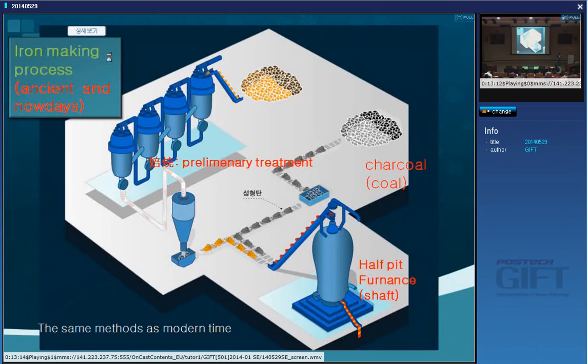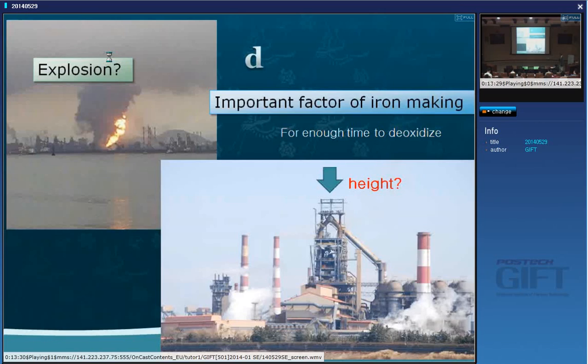From ancient times, they did a preliminary treatment, and nowadays the same method. The furnace type is also the same, the shaft type. Today the furnace height is about 100 meters. In ancient times, how much? Only 2 meters. And one procedure they couldn't make, the pig iron. Do you understand?